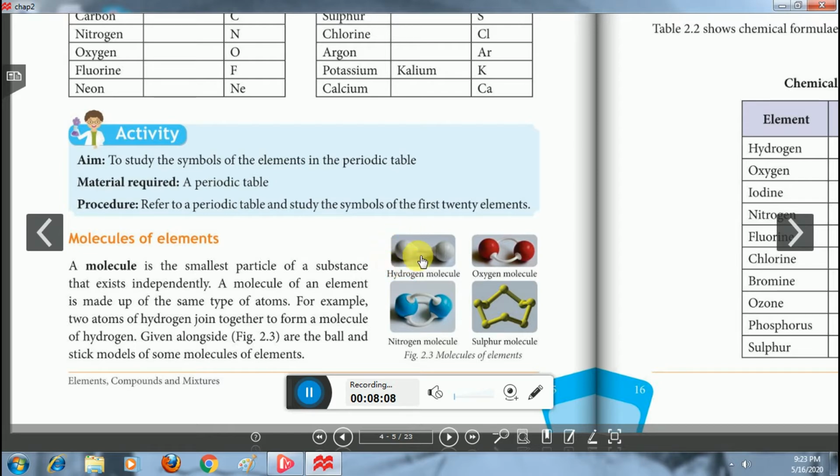So when two hydrogen atoms, the dumbbell shaped hydrogen atoms, combine with each other, they will form a hydrogen molecule. So the formula of the hydrogen molecule is H2. Why? Because one hydrogen, another hydrogen, H2. Two oxygen atoms, this red ball, O2, like this.